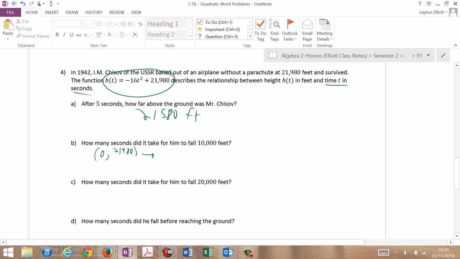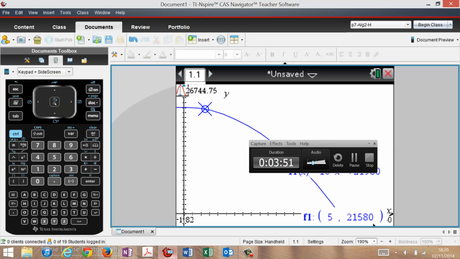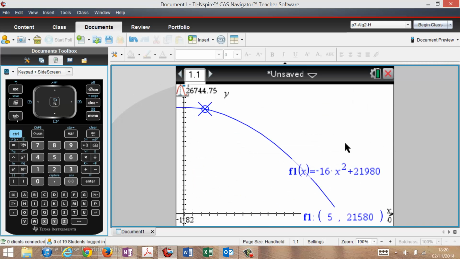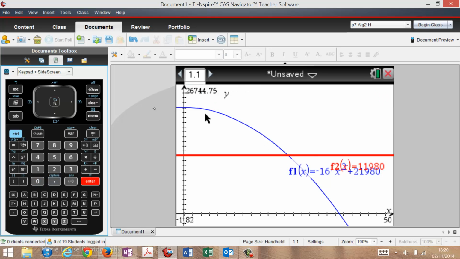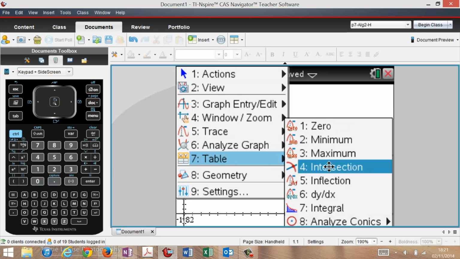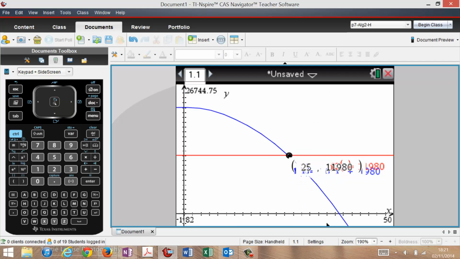So if he's falling 10,000 feet, basically I want to figure out where he's at 10,000 less than this, which is 11,980 feet. So I'm going to go ahead and graph y equals 11,980. So tab, it's doing that freak out thing, sorry, 11980. Boom, got that. Then I'm going to go menu, analyze graph, intersection, left bound, right bound.